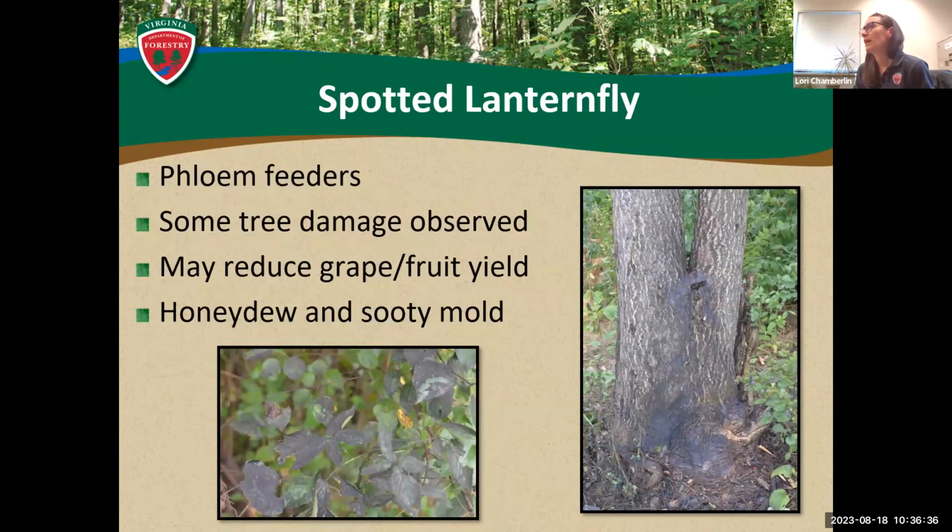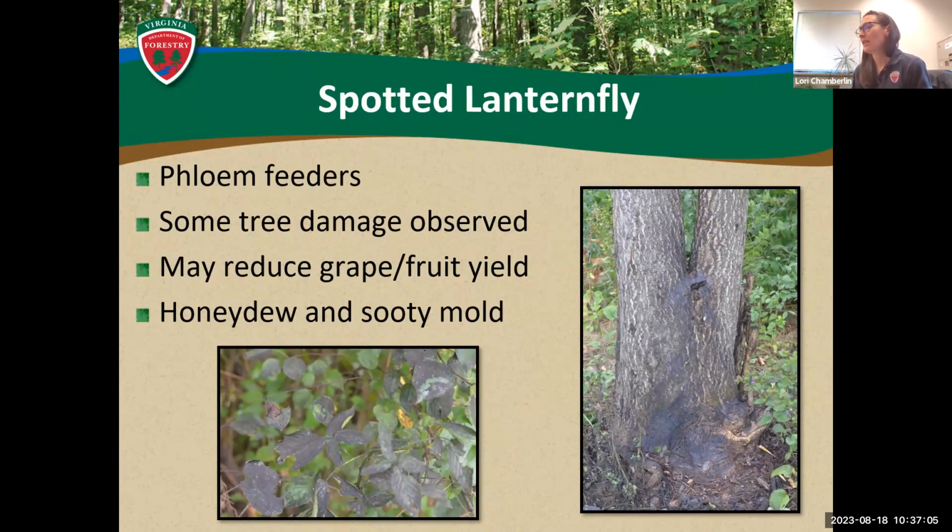The spotted lanternfly are phloem feeders, so they insert their piercing, sucking mouth parts into the plant tissue and feed on the phloem. Some tree damage has been observed, but we're still really learning what the long-term impacts of spotted lanternfly feeding will be on the plants that they feed on. It may reduce grape and fruit yield. And as they feed, they secrete honeydew, which is a sugary, sticky substance.